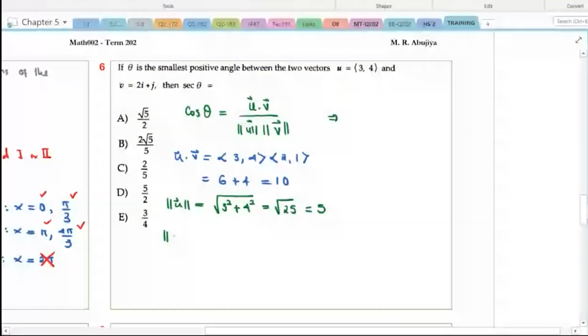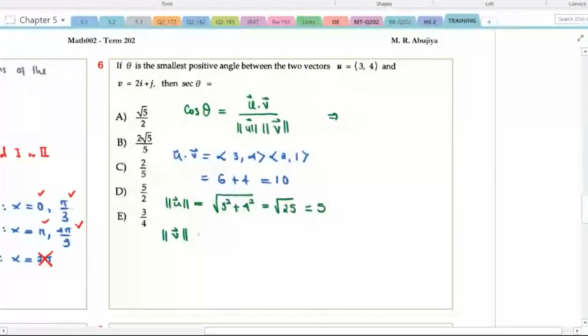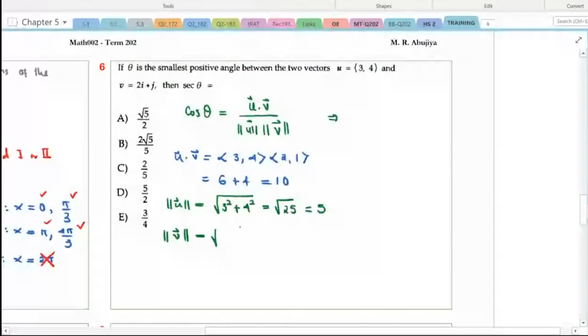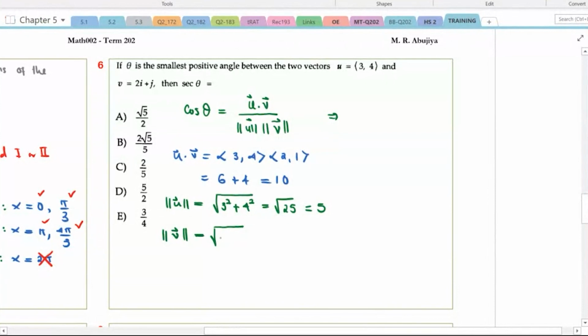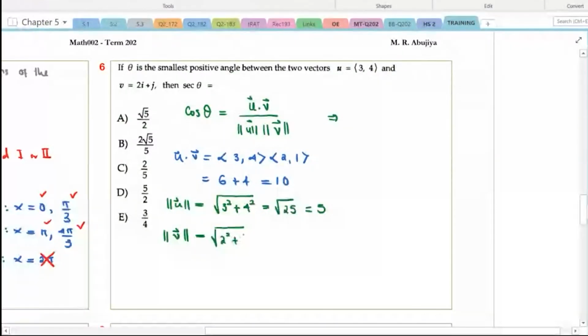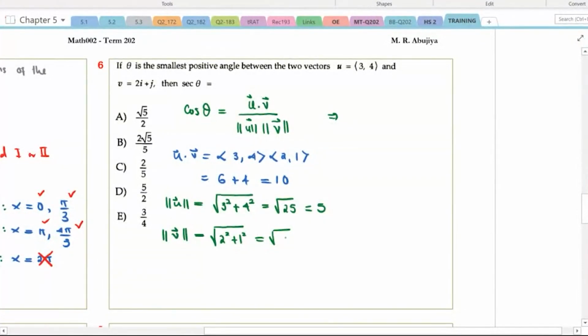How about the magnitude of vector v? The magnitude of v is going to be equal to the square root of 2 squared plus 1 squared, that is 4 plus 1, and that is root of 5. We cannot simplify.